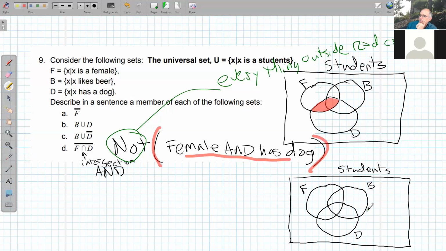Okay, so Jimmy volunteered a response. This is a student who is not female and does not have a dog. Okay, let's test that response. So not female would be everything outside the female.